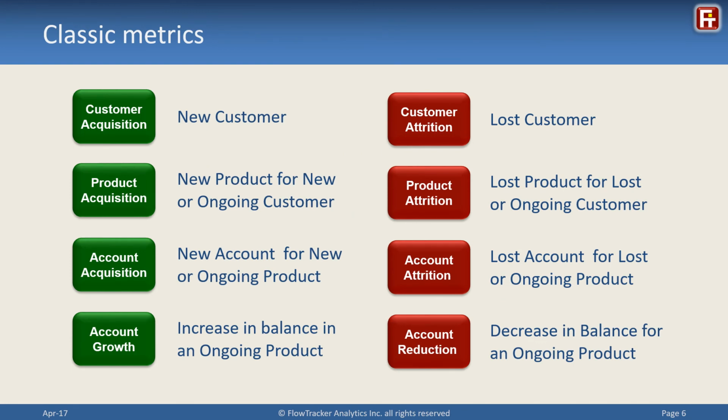Let's start by taking a look at the classic measurements that most banks already have. Pretty much everybody is able to measure new customers and lost customers and see that as acquisition and attrition, which it truly is. Then we get into the cross-sale area, where we have product acquisition and account acquisition within ongoing customer relationships. And finally, there's the component that is the organic growth or diminishment of bank accounts.